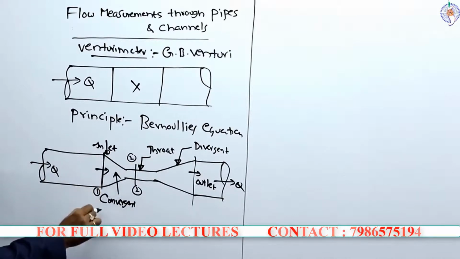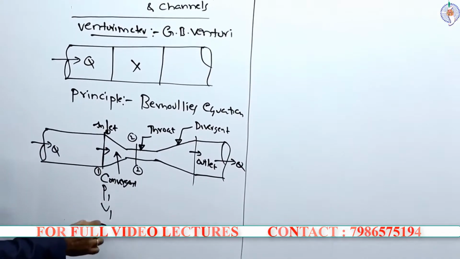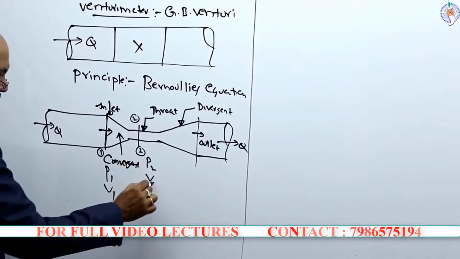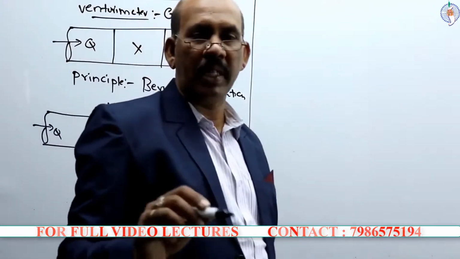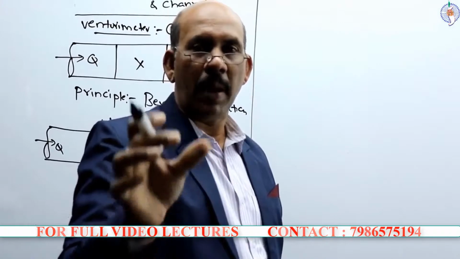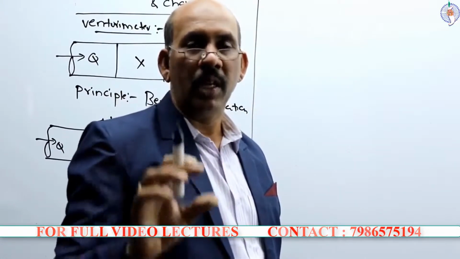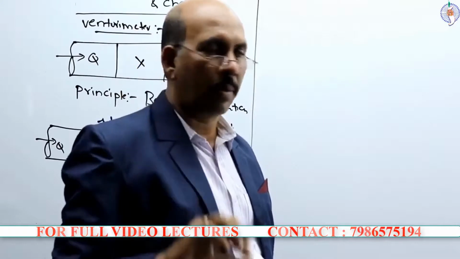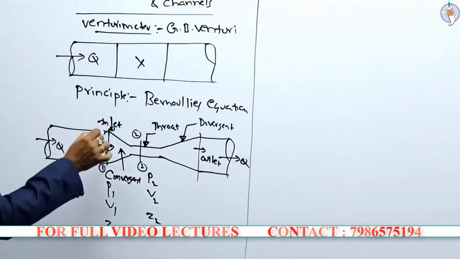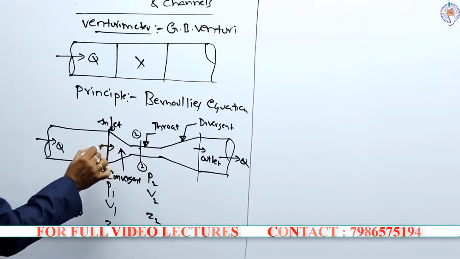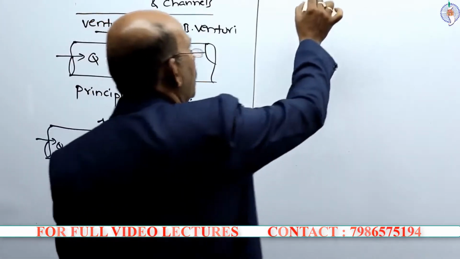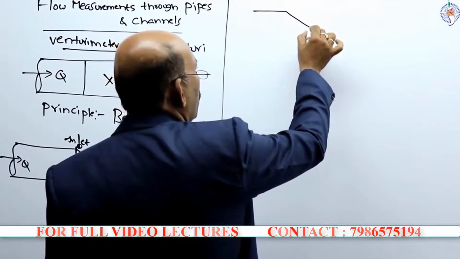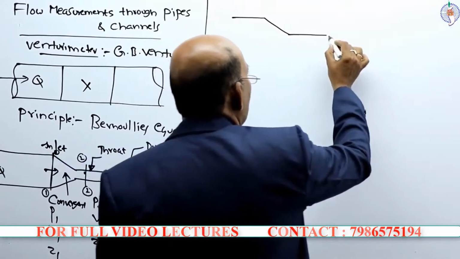So here you can observe the pressure P1, velocity V1 and datum Z1. Here P2, V2, Z2. The measurement of the pressure is done by means of a manometer. A manometer is a device used for measurement of the pressure. Here the pressure is more, here the pressure is less, and accordingly I connect the manometer to the venturi meter.